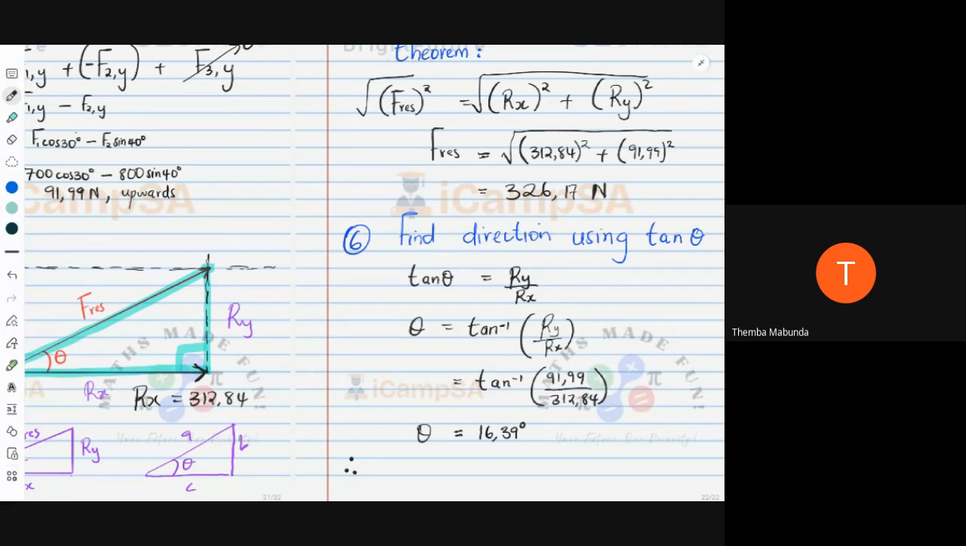So now, to hit the final nail, this answer is not complete. You must combine everything now. What we were trying to do is find the resultant vector. So we have to specify the magnitude and the direction of the vector. So we say therefore F res is simply 326.17 newtons. That's magnitude. Then we specify direction, which is our theta.